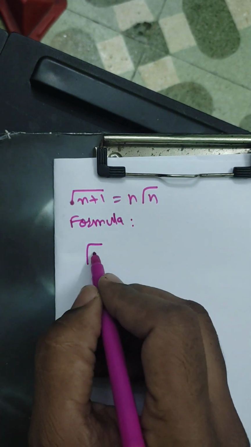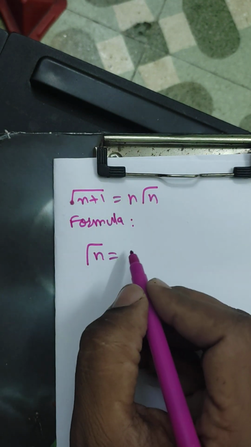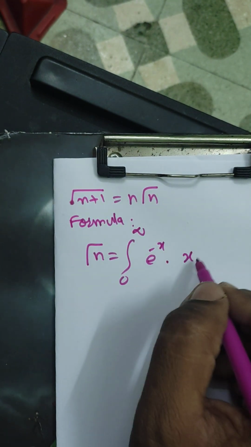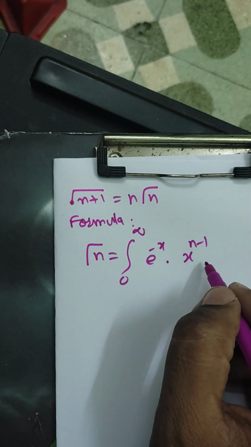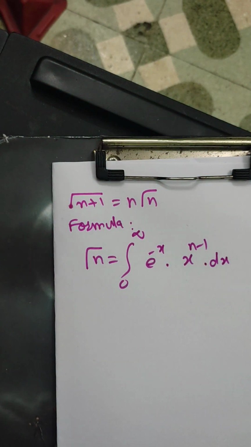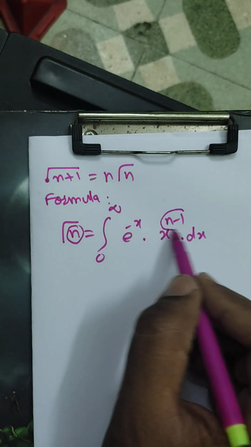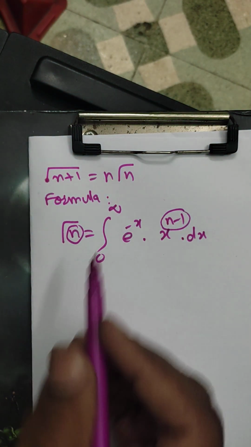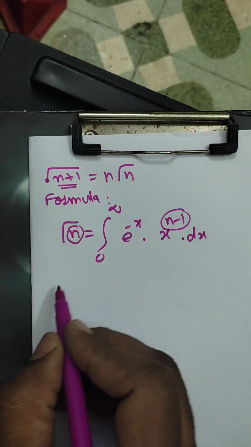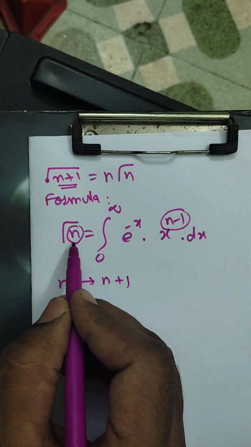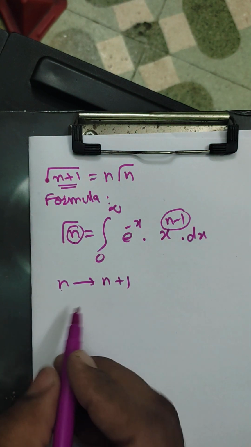What is the formula? Gamma n, the basic formula again, is the integral from 0 to infinity of e raised to minus x into x raised to n minus 1 into dx. See, whenever it is n minus 1. We know that. Now we're going for n plus 1, so n is replaced by n plus 1.